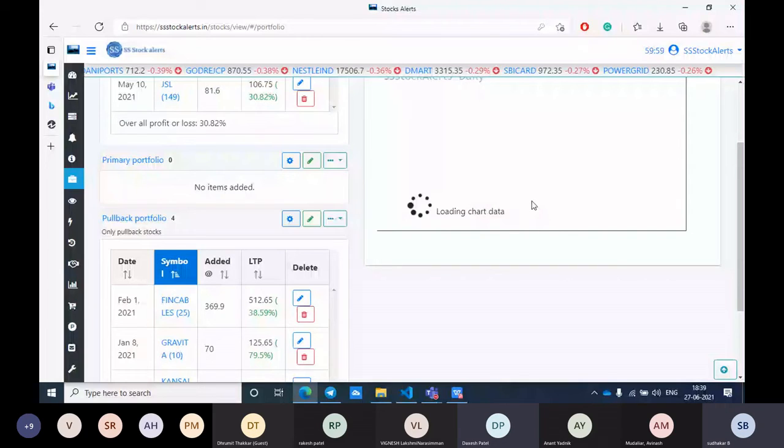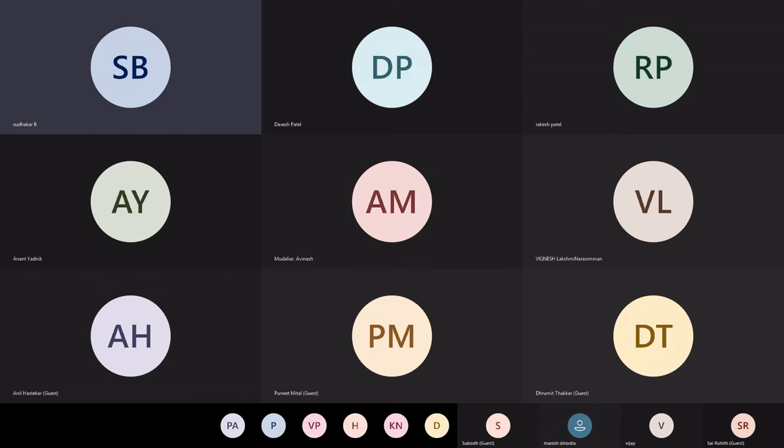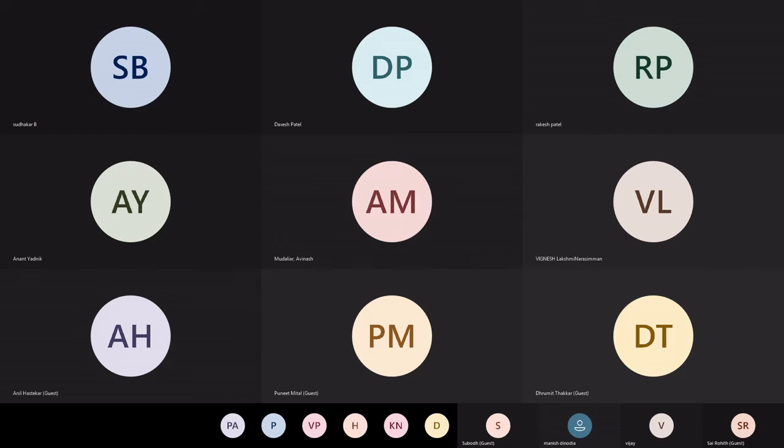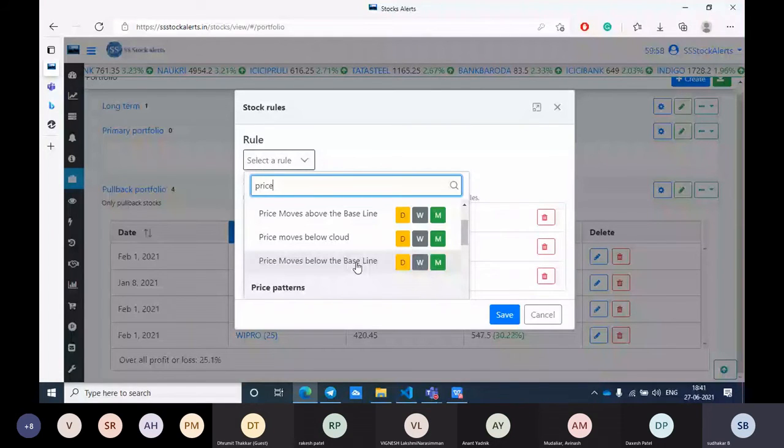Your screen is not shared. It's stuck. Yeah, it's stuck somehow. Please repeat. We can stop and restart the sharing. Yeah, okay, let me stop. Are you able to see my screen right now, or are you still facing the issue? Yeah, it's fine now. Okay.